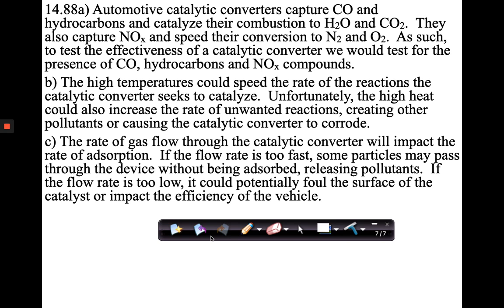Does it mention that it's platinum? I don't know if it does. But anyway, there are all these little pellets that actually grab a hold of these exhaust gases and cause them to combust more completely, making them less dangerous.